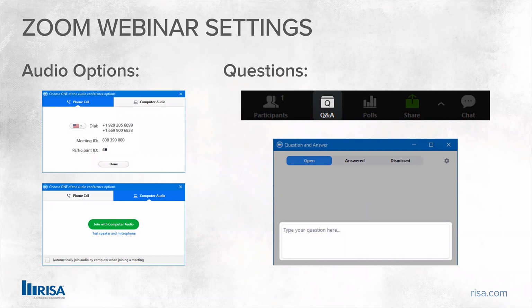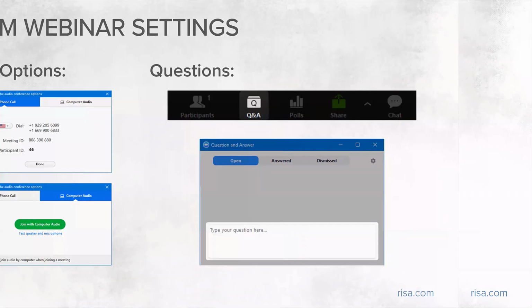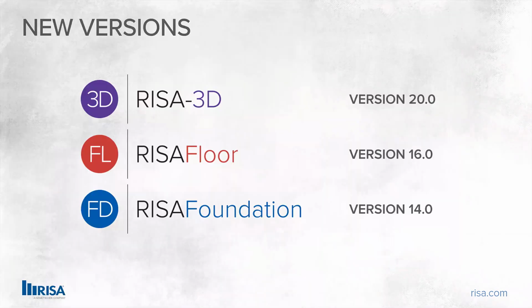So with that, let's jump right into looking at the new versions. From a version standpoint, we're talking about RISA 3D, RISAFloor, and RISAFoundation. 3D is now up to version 20, RISAFloor is now at version 16, and RISAFoundation is at version 14.